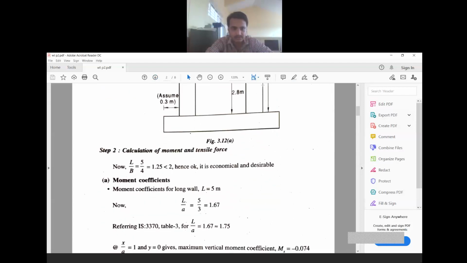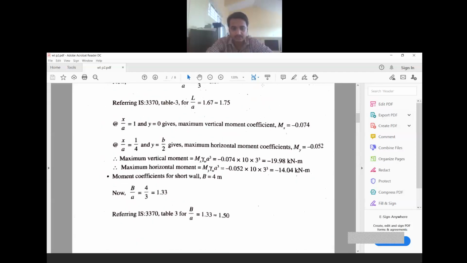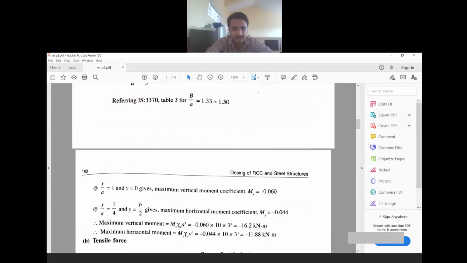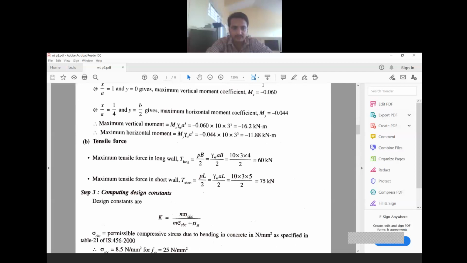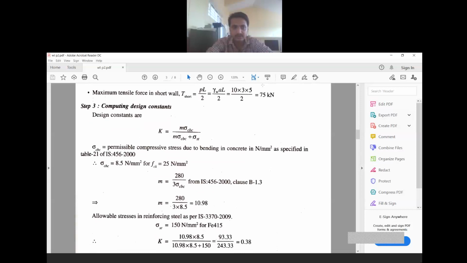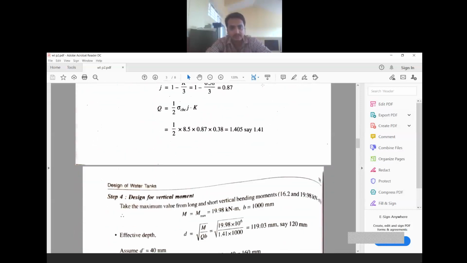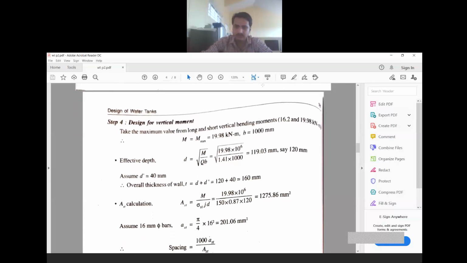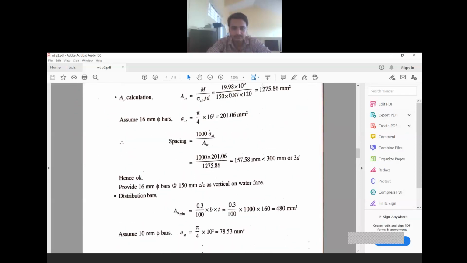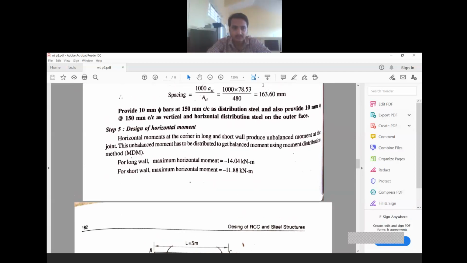And then next, we have calculated the moments by taking the moment coefficients from the code book, and we have calculated the tensile forces. Also, we have calculated the design constants K, M, J, Q. Also, we have seen the design of vertical moments.